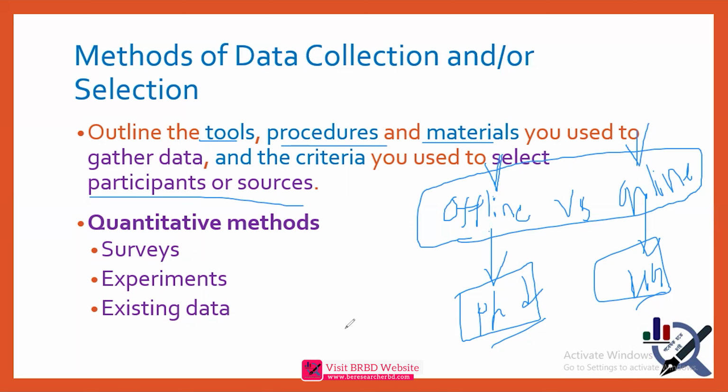So that's why when you are collecting or selecting data, you must outline the tools, the procedure, the materials. This is an example of survey research. Just for example, another research.